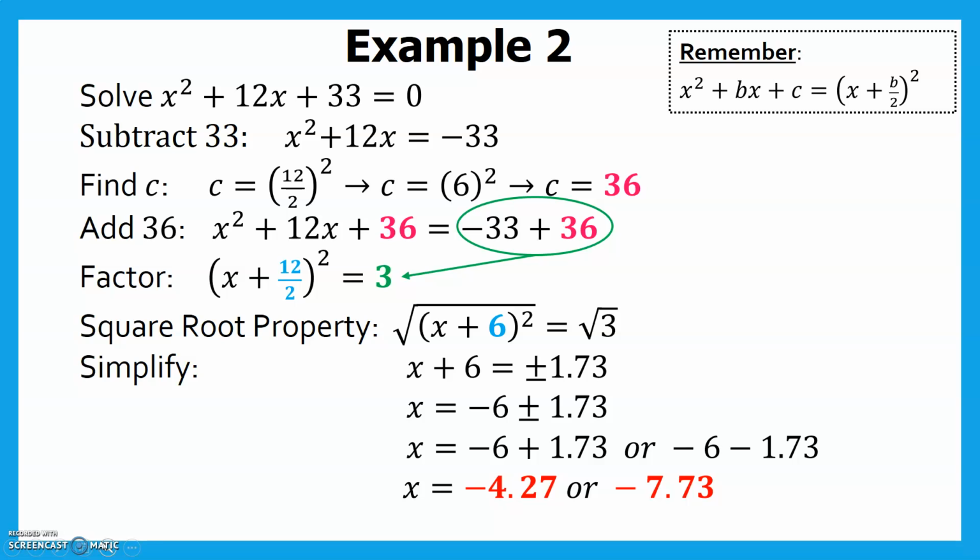And remember, those are the places where this parabola crosses the x-axis. So those are the x-intercepts, or the zeros of this function.